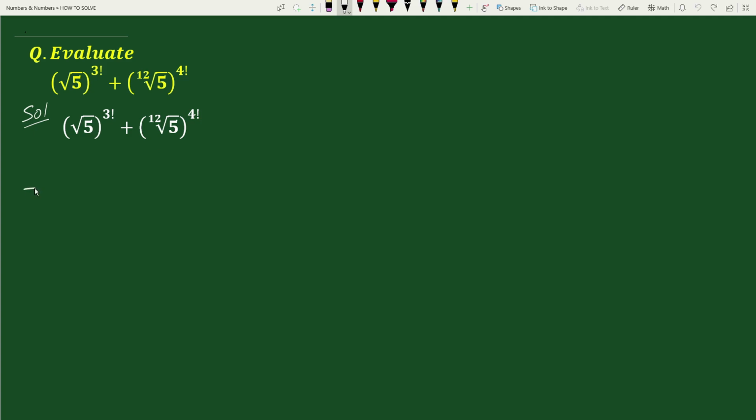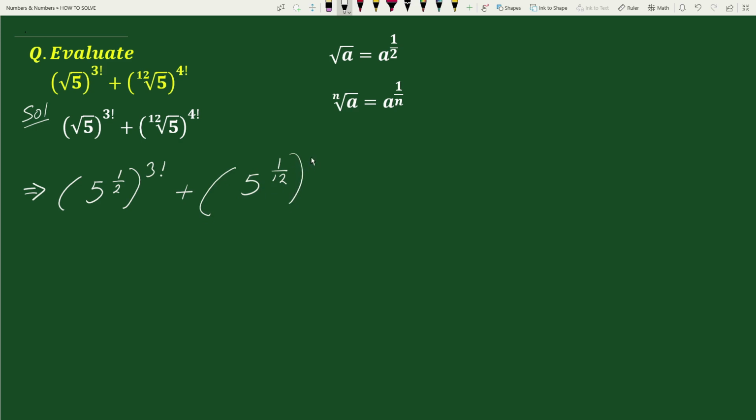This equals, you know that square root of a equals a to the power 1 by 2 and nth root of a equals a to the power 1 by n. So we can write this expression as (5 to the power 1 by 2) whole to the power 3 factorial plus (5 to the power 1 by 12) whole to the power 4 factorial.